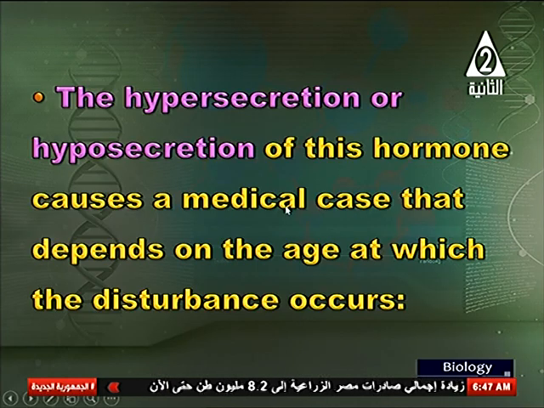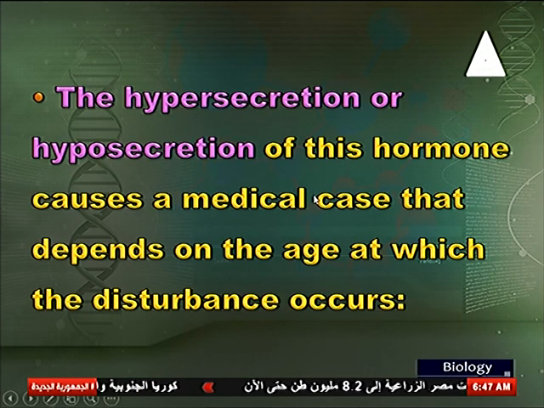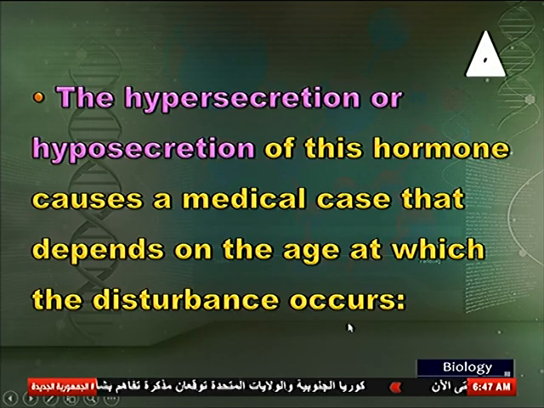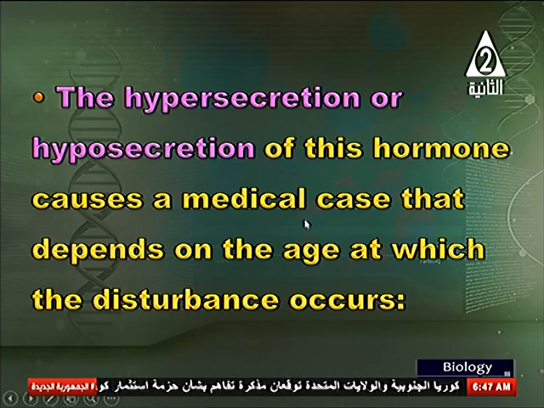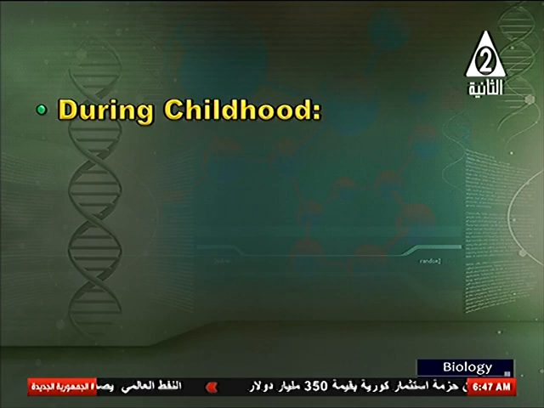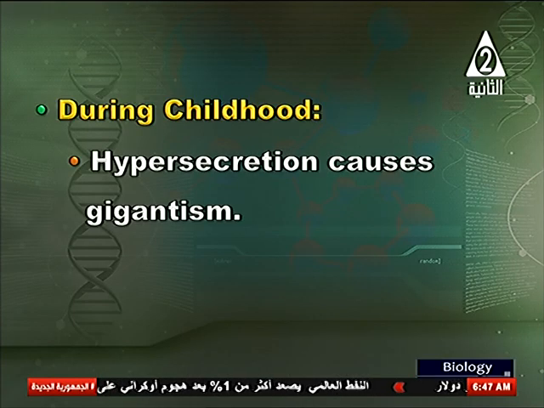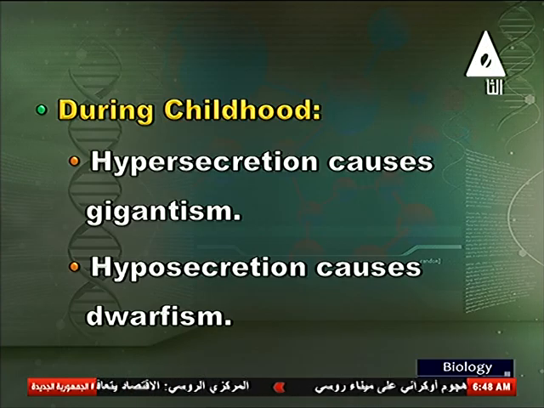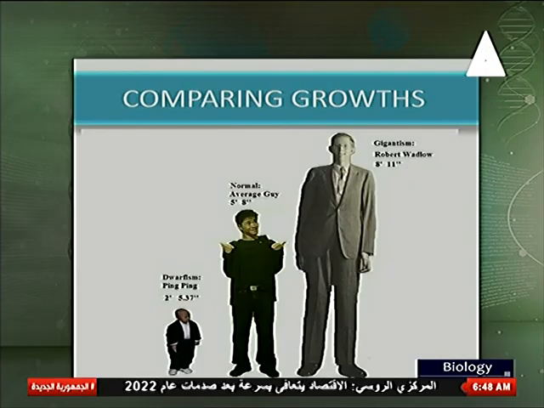What is the meaning of medical case? A medical case means a disease that depends on the age at which the disturbance occurs. All diseases or most diseases depend on the age at which the disturbance occurs. Okay, if the gland secretes more growth hormone during childhood, it causes gigantism. If the gland secretes less hormone during childhood, it causes dwarfism, as you see here in these pictures.